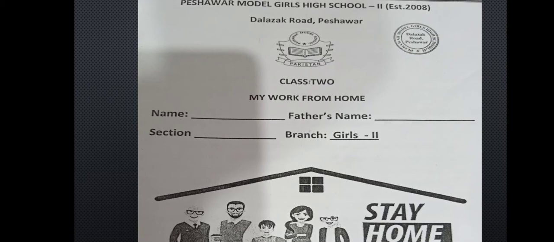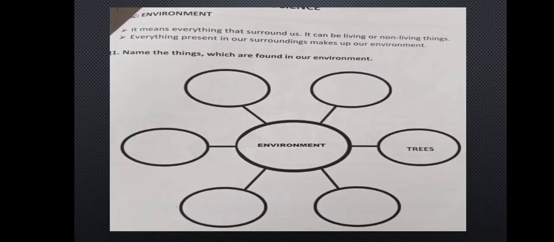Now we come towards the science task. First of all, you have to write your name, father's name and section on the first page. Then come towards the science task. Question number 1 is: name the things which are found in your environment. So we have to name different types of things which are present in our environment.